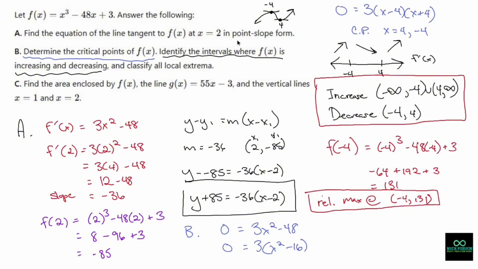To find my minimum, I'm going to do the same thing but plug in regular 4. So f of regular 4 is going to be regular 4 cubed minus 48 times 4 plus 3. So that's 64 minus 192 plus 3, which ends up being negative 125. So my relative minimum exists at the point 4, negative 125.